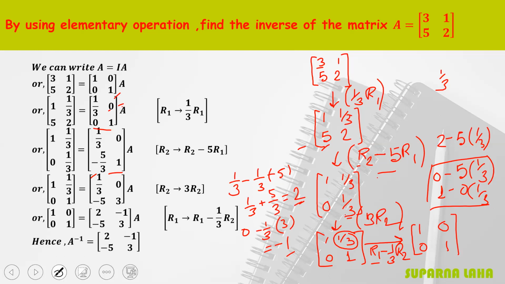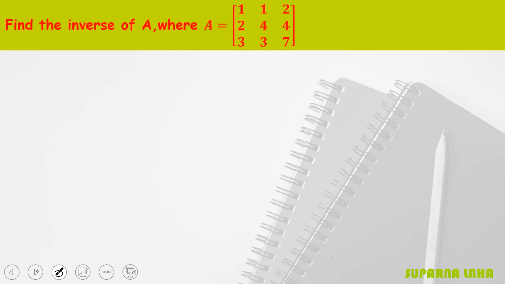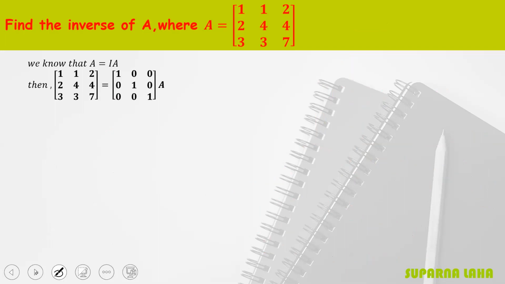Now let's take a 3 by 3 matrix and find its inverse. So here the matrix is given: 1, 1, 2, 2, 4, 4, 3, 3, 7. Okay. Firstly, we can write down that A is equal to I into A. Then write down the matrix A and I, the 3 by 3 identity matrix. Now let's check the operation first. 1, 1, 2, 2, 4, 4, 3, 3, 7.